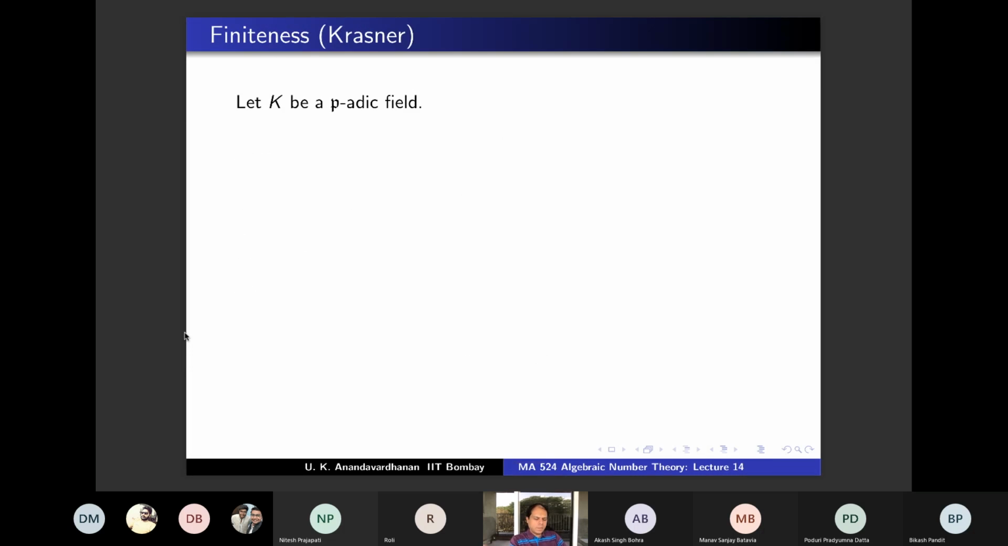Okay, let's finish today's lecture by proving a wonderful finiteness result. It is a beautiful application of Krasner's lemma. So let K be a p-adic field, any p-adic field. The question that we would like to ask is, how many totally ramified extensions can it have of a given degree? Okay, so we have already seen this, right? Totally ramified extensions are characterized by what?